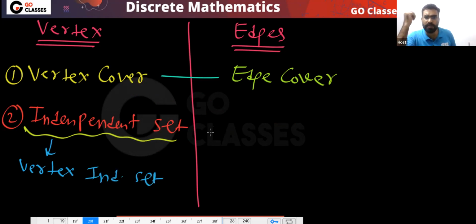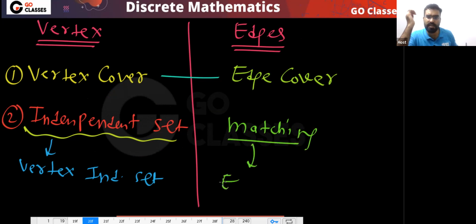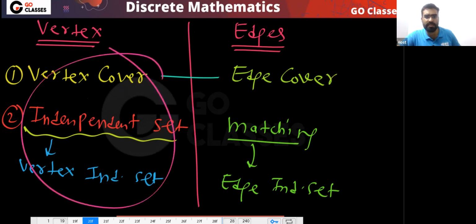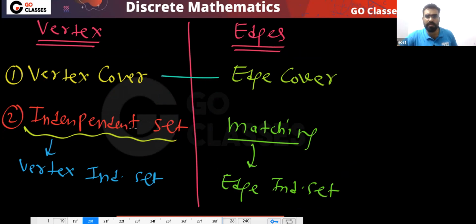And what is the corresponding concept for edges? Here you have vertices adjacent, non-adjacent vertices. So you need non-adjacent edges. This is the concept, matching. This matching concept means basically edges independent set. Edges independent set means edges which are non-adjacent. So this is the idea, very simple. Remember, these are the concepts for vertices, these are the concepts for edges, these are sets of vertices, these are sets of edges. Okay, so very simple.